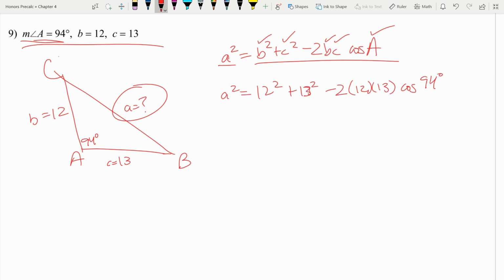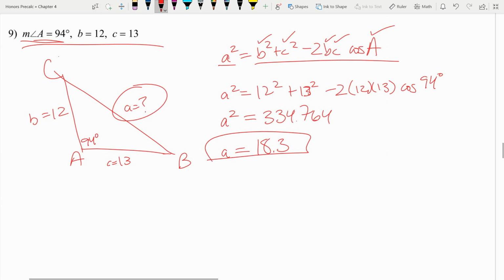Don't have to do much rearranging. Just pretty much figure out the whole right-hand side and get your answer. So you put all that together and you should get something like 334.764, which when you work all that out, you get a final answer of 18.3 when you take the square root of both sides. So A is 18.3, so we can take that and say, oh, now we know this. I'm going to go ahead and draw that in there, 18.3.